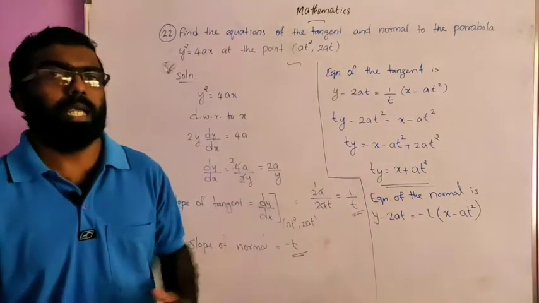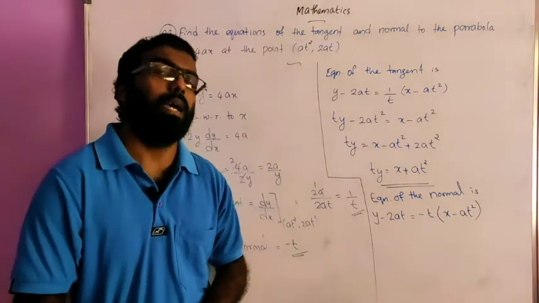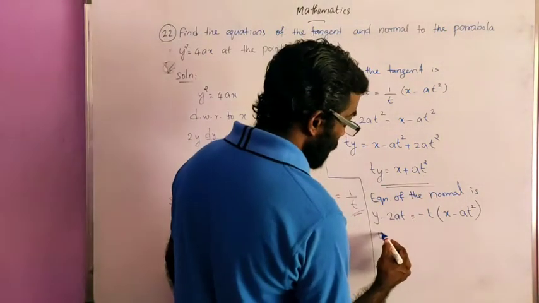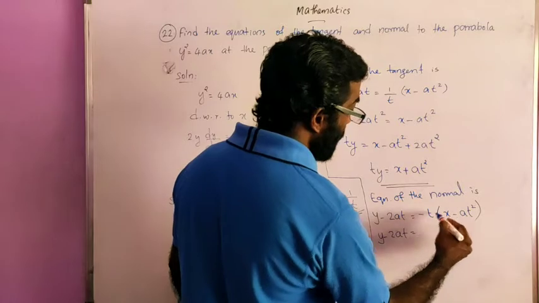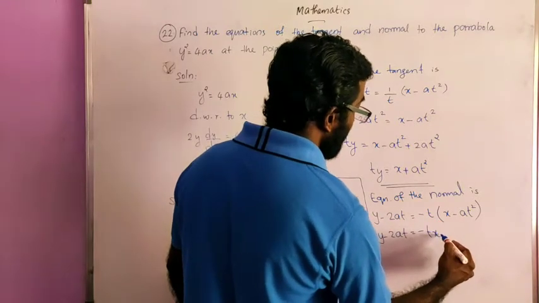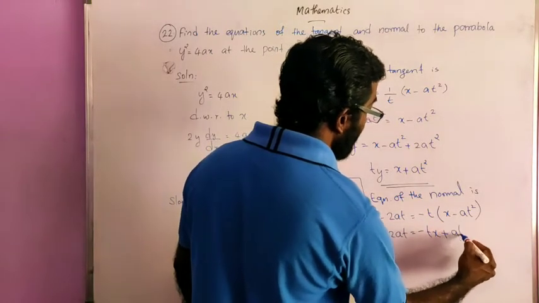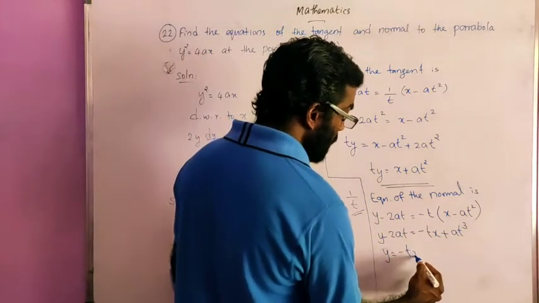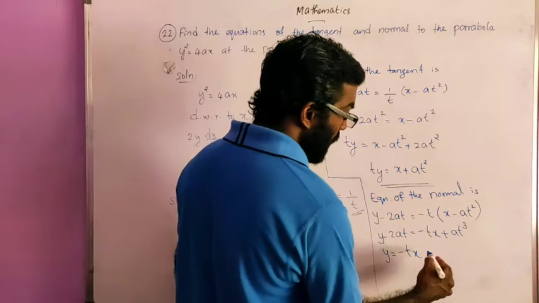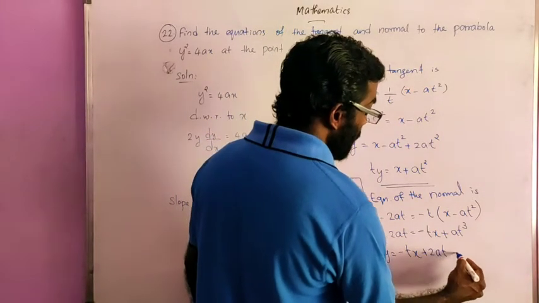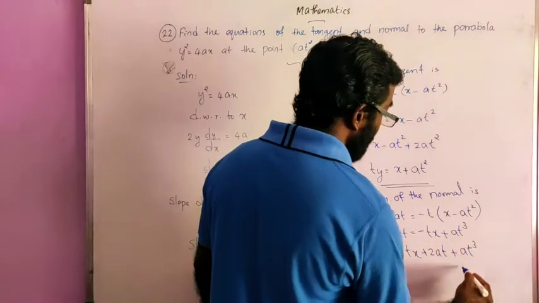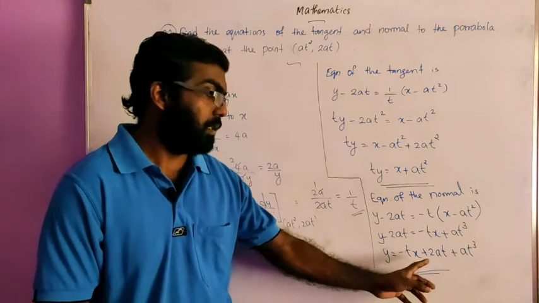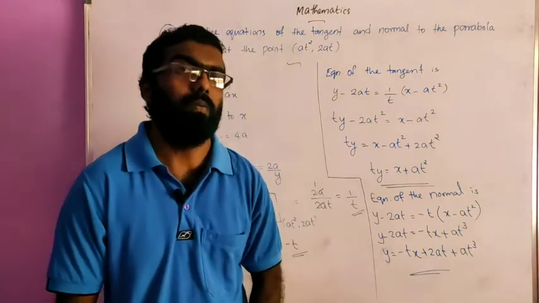Okay, I repeat. y minus y0 is equal to minus 1 by f'(x0) into x minus x0. Here we put the values. So y minus 2at is equal to minus t, we can multiply and remove the bracket: minus tx minus of minus, plus at³. Or we can write y is equal to minus tx, we take minus 2at to the right side plus 2at, then plus this last term at³. So the equation of the normal is y = -tx + 2at + at³. Clear?